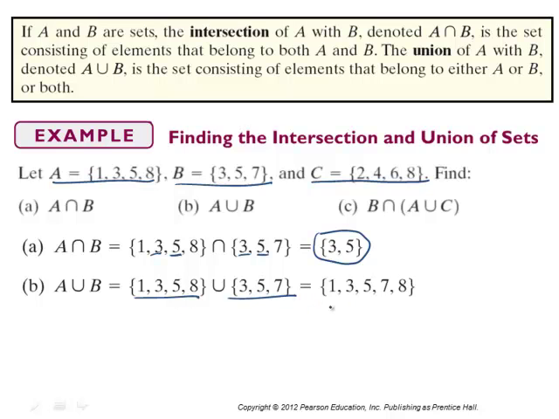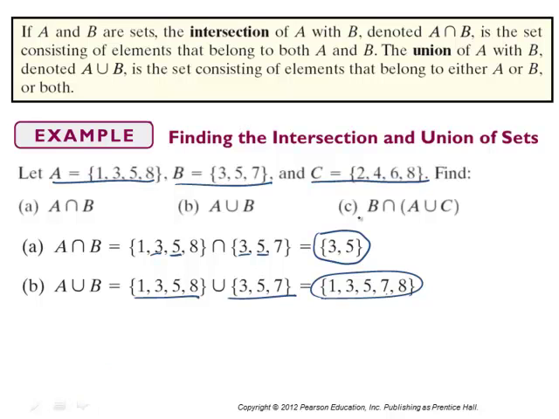Now, one way that you could proceed is to go ahead and write all of A, 1, 3, 5, and 8, and then take a look at B and see what's in B that's not already listed. In this case, 3 and 5 are already listed, but 7 wasn't, so we could put 7 in there. You don't necessarily have to write the numbers in the set in ascending order, but it's useful.